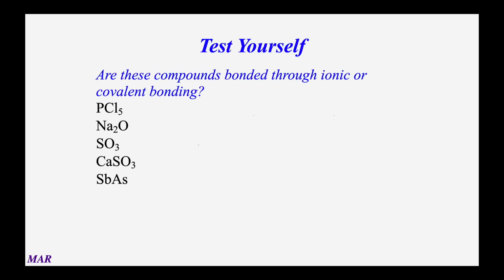Let's figure out which of these molecules listed are bonded through ionic or covalent bonding. And remember that ionic, you have to have something positive and something negative, usually a metal and a non-metal. The covalent bonds will all have non-metals. So you can see in the first one, phosphorus and chlorine. All right, phosphorus is a non-metal, chlorine's a non-metal. That's going to be a covalent bond.